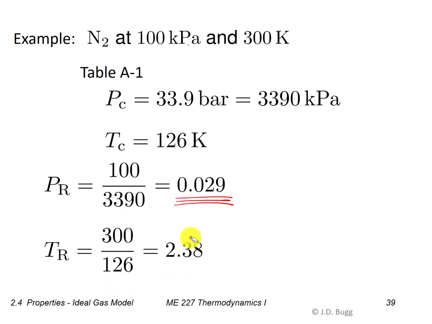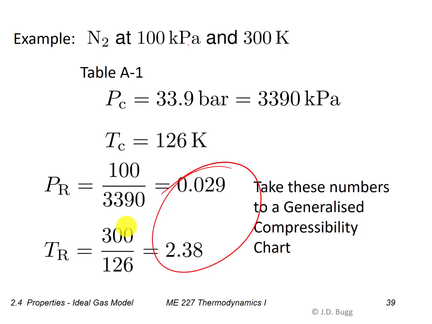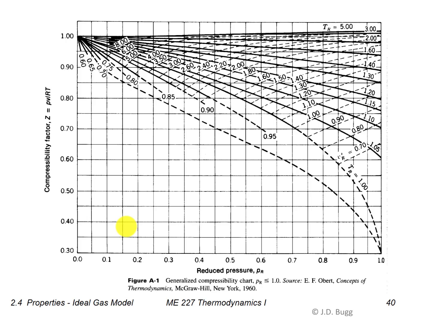So we now have these two values of reduced pressure and reduced temperature, and we want to take those to a generalized compressibility chart and see what the compressibility factor is. So here's a generalized compressibility chart out of your textbook. This is figure A1.